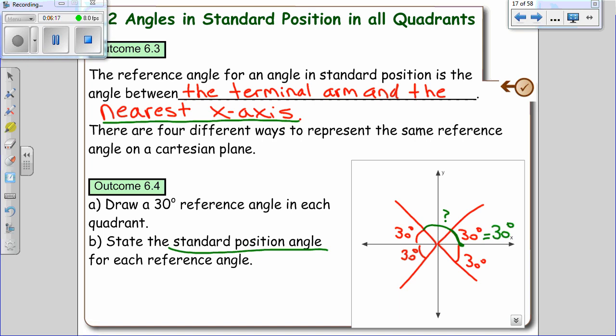If I went from here all the way to here, the other x-axis, how big would that be? If I went all the way across, that would be 90 plus 90, that would be 180 degrees if I went from one x-axis to the other. But I didn't make it all the way to the other x-axis. How much short did I come up? So if you go 180 minus 30 degrees, that'll tell you your standard position angle. That green angle is 150 degrees, because the reference angle was 30, that would add up to 180.